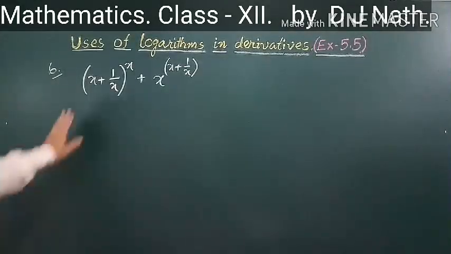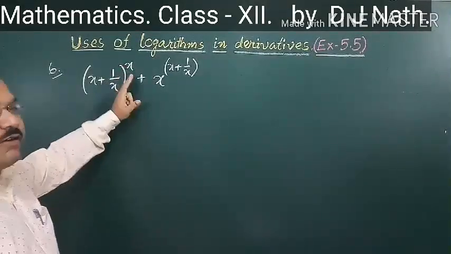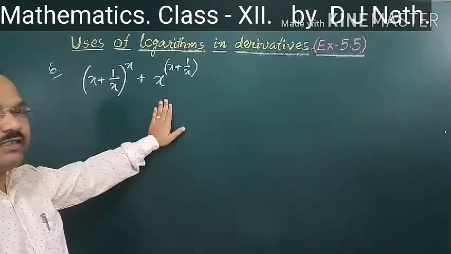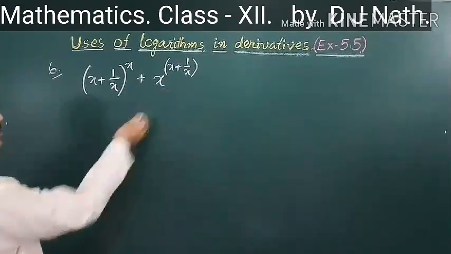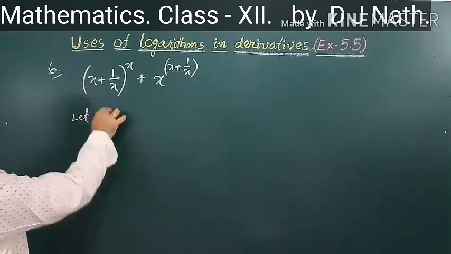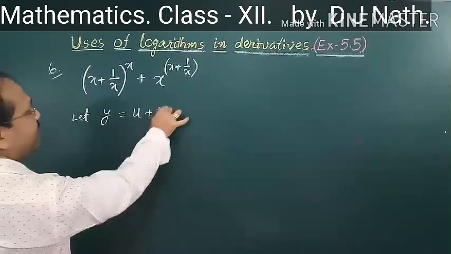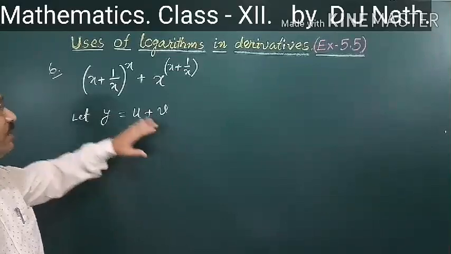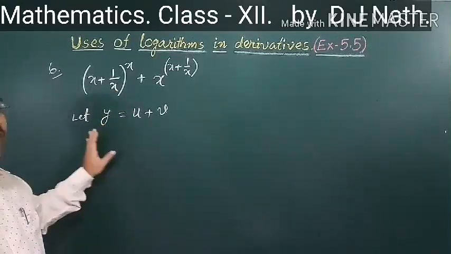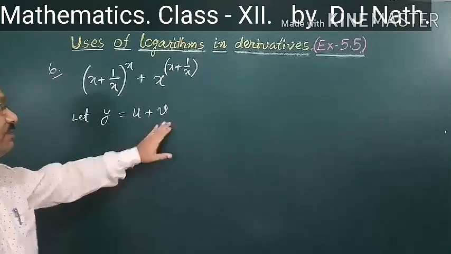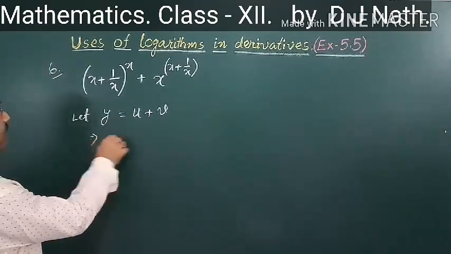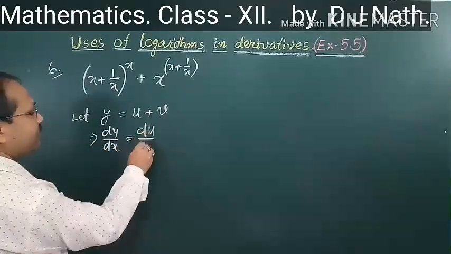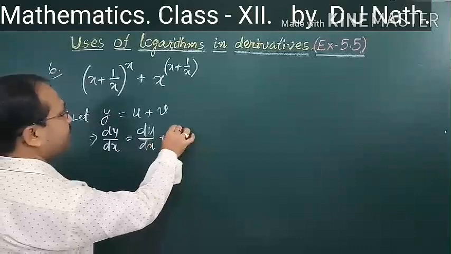It is given that (x + 1/x)^x + x^(x + 1/x). So how do we have to differentiate it? Here there are two terms. So we will take let y be equal to u plus v, just like question numbers 3 or 4, where we have done it this way. So what will be dy/dx? dy/dx will be du/dx plus dv/dx.